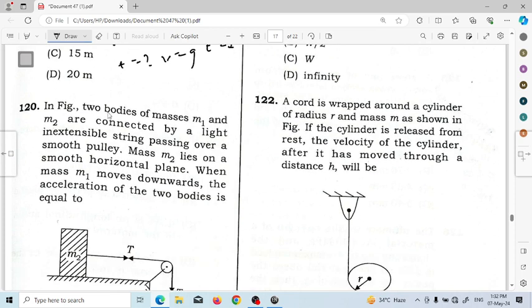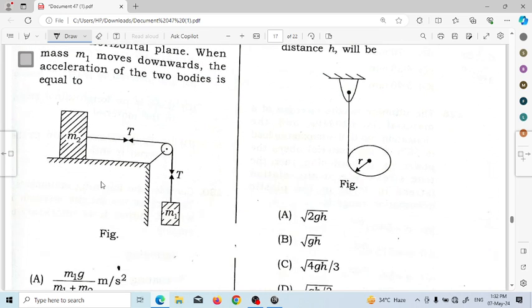Next, question number 120. In the figure, two bodies of mass m1 and m2 are connected by a light inextensible string passing over a smooth pulley. Mass m2 lies on a smooth horizontal plane. When mass m1 moves downward, the oscillation of the two bodies means the mass m1 moves downward. Force balance on the body m1, m1g is equal to T.